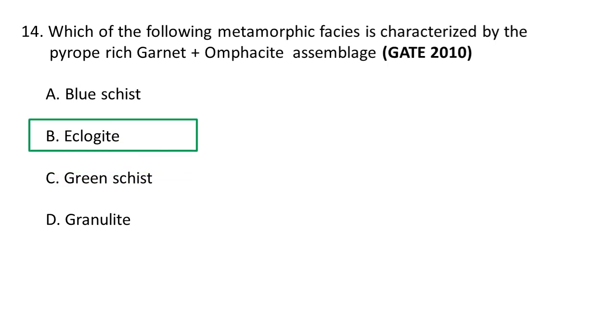So, eclogite is made of coarse grains of sodium-rich pyroxene, that is also known as omphacite, and magnesium-rich garnet, it could be almandine and pyrope, in a matrix of sodium-rich pyroxene. So it may also contain other minerals such as kyanite, rutile, quartz, lawsonite, coesite, amphibole, paragonite, zoisite, dolomite and corundum, rarely diamond. So the metamorphic facies characterized by pyrope-rich garnet and omphacite assemblage is the eclogite facies. So B is the correct option.